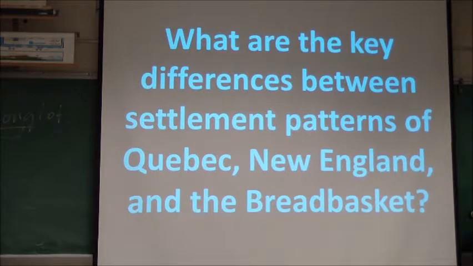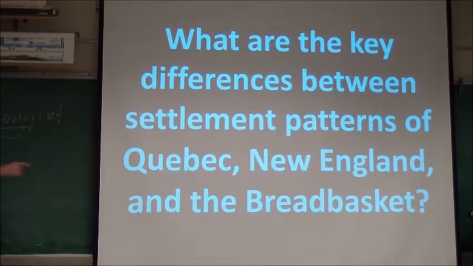All right, what do we got here? What are the key differences? There's a question I mentioned earlier. So Quebec, long lot. I hope you can draw and explain the Quebec long lot system. New England, meets and bounds. I hope you can describe and understand the nuances of the New England meets and bounds system. Then the breadbasket, the grid system.